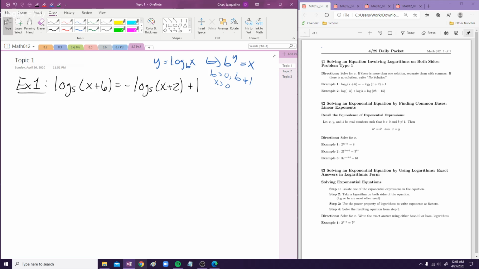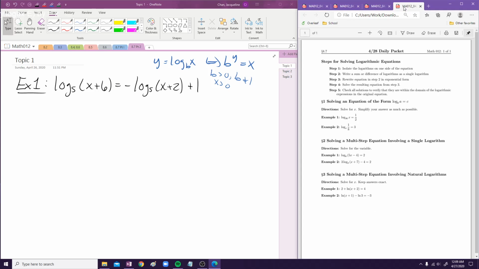Just remember, like yesterday, either we had just a single logarithm, or if we had multiple, they were already on one side. Now we're going to look at when they're on both sides. Same thing as yesterday: when solving logarithmic equations, we're still going to be using these steps. So let's go ahead and get started.